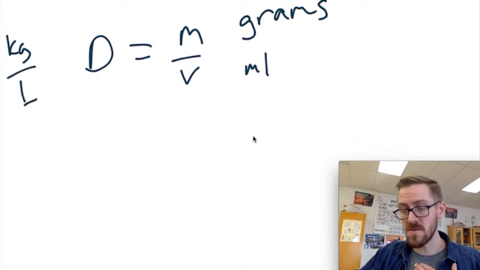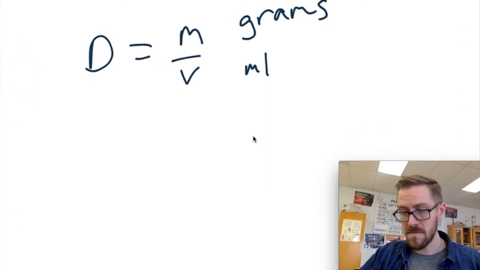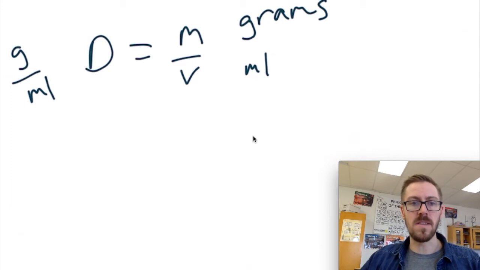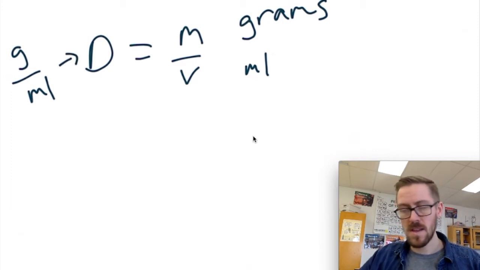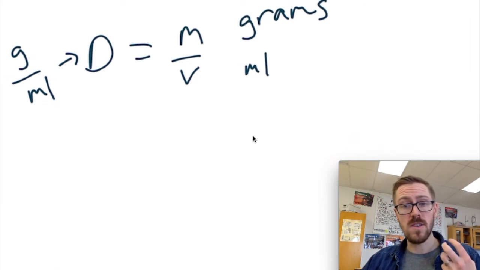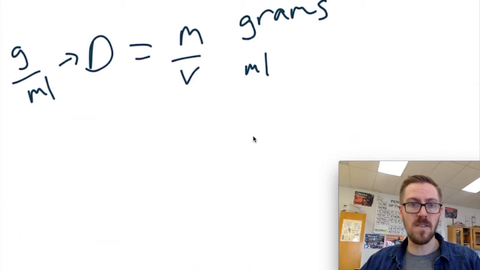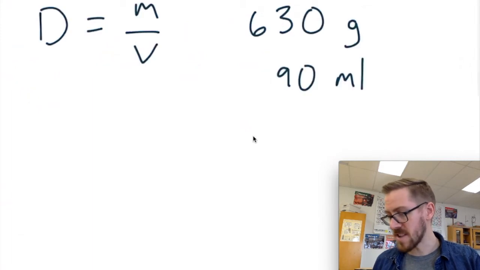I'll usually use grams per milliliter. So that's how I kind of figure out which unit goes with which variable. D is density, m is mass, v is volume. Density is grams per milliliter, mass is grams, volume is milliliters. So let's try a few practice problems and then I'll give you a few tips and tricks.